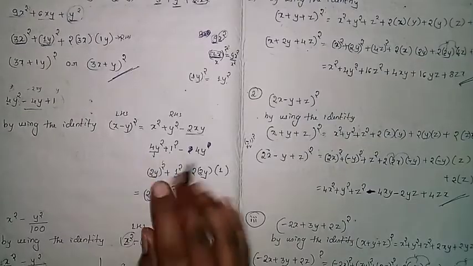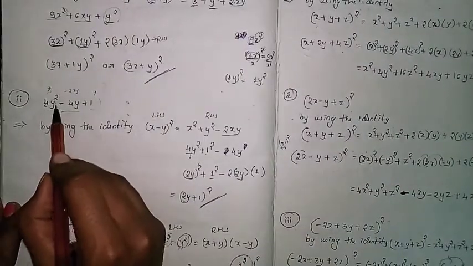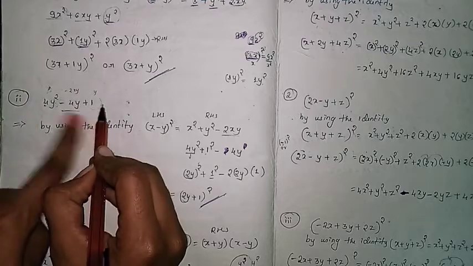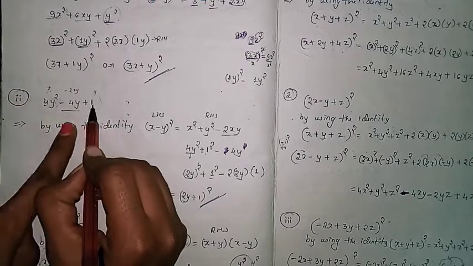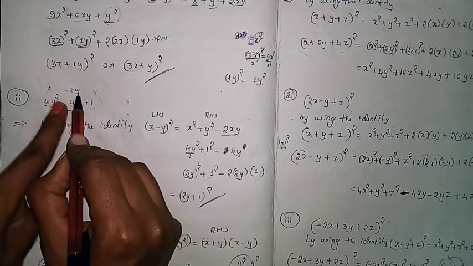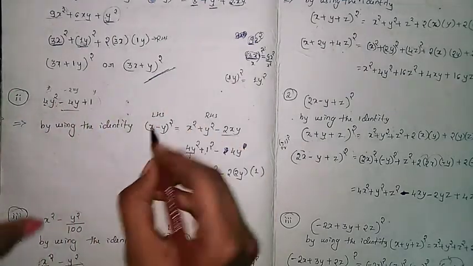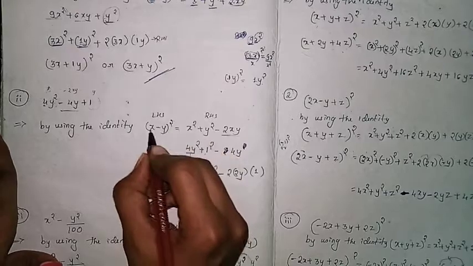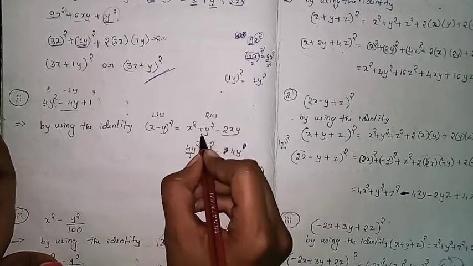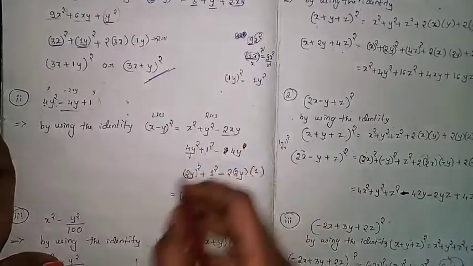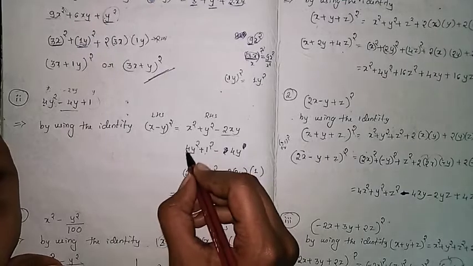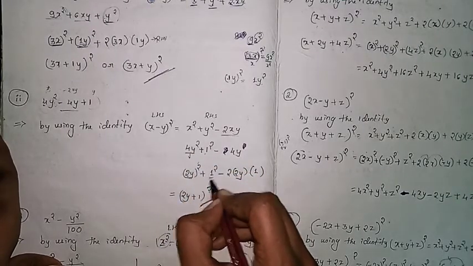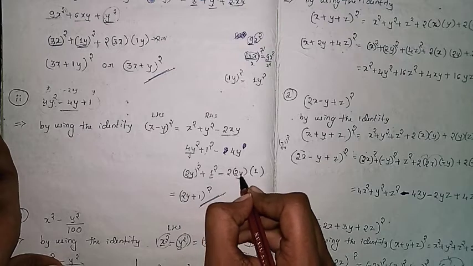In question number 3, the second one, that is 4y square minus 4y plus 7. As there are three terms, we use the formula with the identity (x minus y) whole raised to square equals x square plus y square minus 2xy. So x square means 4y square, which you have to convert into (2y) whole raised to square plus 1 square minus 2 into 2y into 1.